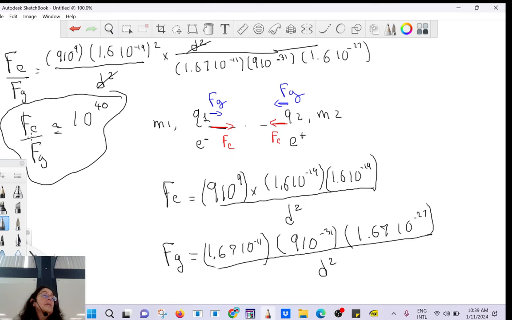So what does it mean? It means that the electric force is about 10 to the 40 times bigger than the gravitational force. And that's why we have a finite shape. And that's why your arms don't fall down, because gravity is super, super extra weak compared to the electric force.